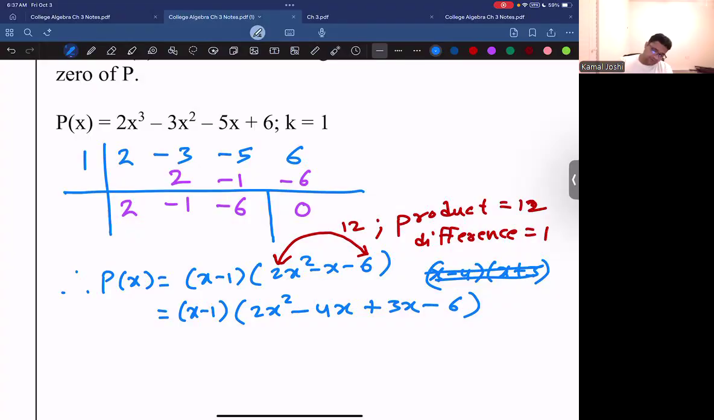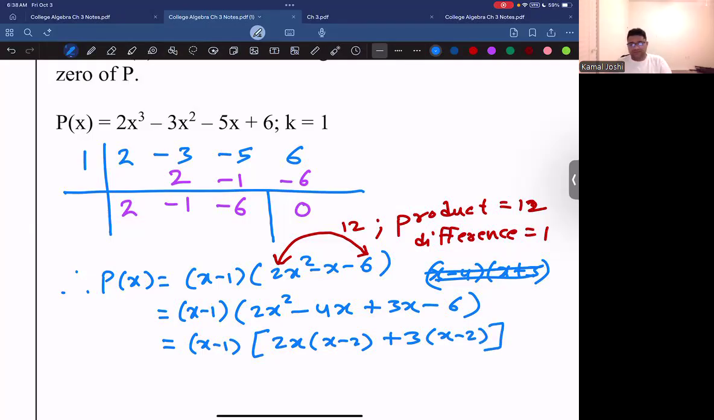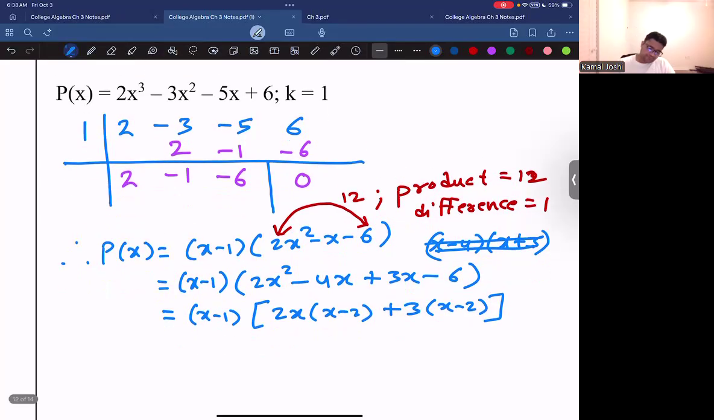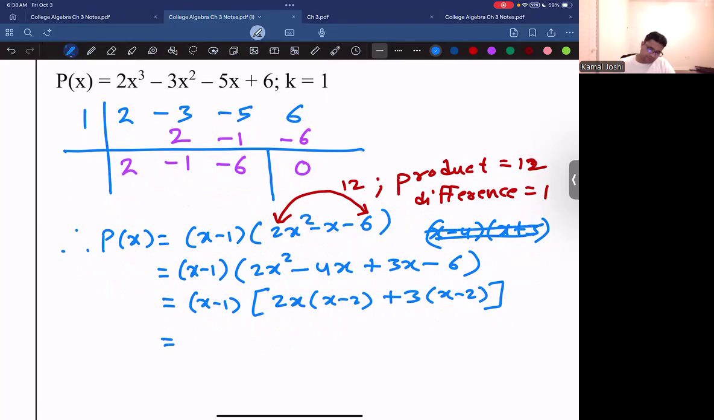Then your factoring will come into the picture. 2x is a common factor in the first two terms. You get x minus 2. 3 is a factor in the next two terms, and you get again x minus 2. Then you have x minus 1, x minus 2, 2x plus 3. x minus 2 is factored out now, and what remains is 2x here and 3 here.